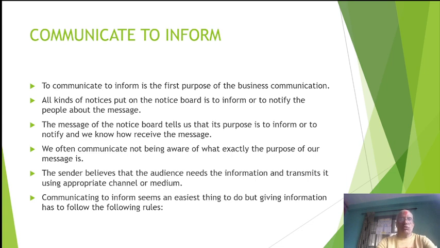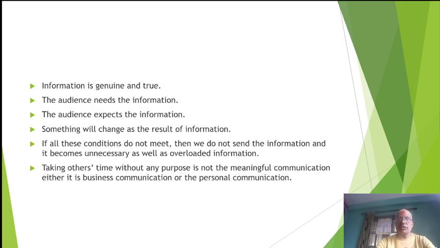Communicating to inform seems the easiest thing to do, but giving information has to follow certain rules. Though it seems to be easy, it is not so easy. We need to follow the rules. The rules are: the information is genuine and true. It must be genuine. It must be true. It must not be tricky. It must not be false, right? The audience needs the information. Without information, the audience cannot come to the organization, to the business store, to get the goods, right? So they need the information.